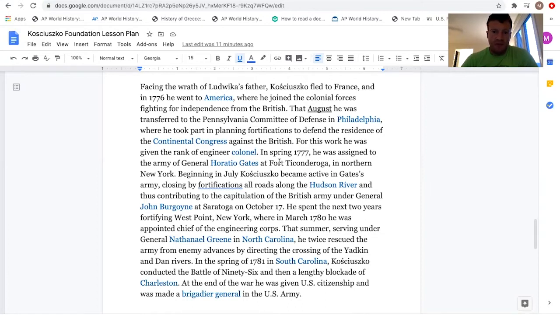He spent the next 2 years fortifying West Point, New York, where in March 1780 he was appointed chief of the engineering corps. That summer, serving under General Nathaniel Greene in North Carolina, he twice rescued the army from enemy advances by directing the crossing of the Yadkin and Dan rivers. In the spring of 1781 in South Carolina, Kosciuszko conducted the Battle of 96 and then a lengthy blockade of Charleston. At the end of the war, he was given U.S. citizenship and was made a brigadier general in the U.S. Army.